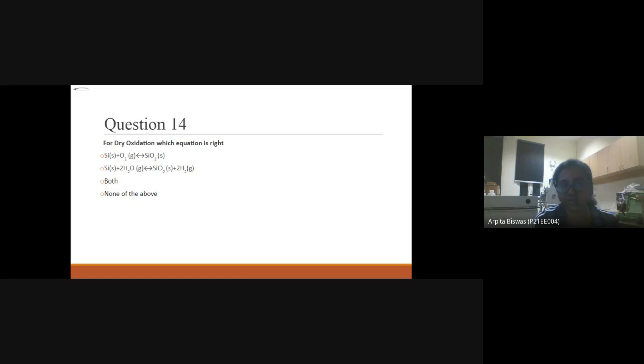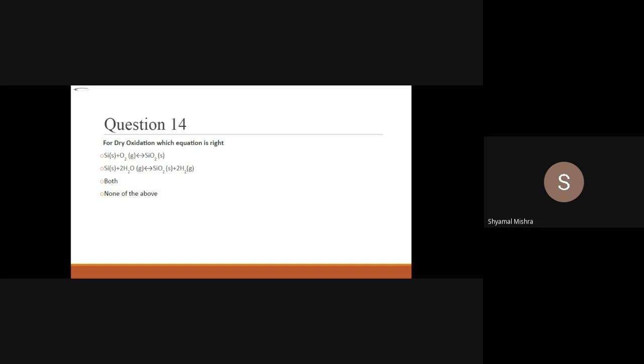And what is happening in the wet oxidation process? We use vaporized water molecules. So vaporized water molecules and oxygen react with the silicon; the water molecules react with the silicon, and it prepares silicon dioxide and some hydrogen gas. Okay, so what is the right answer here? Option A.